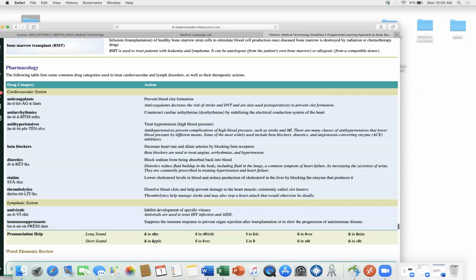Pharmacology, logi, study of drugs. So we have anticoagulants. Anti means against. Coag means clotting. So coagulation. So what am I doing? These are blood thinners. Antiarrhythmics. They're against, if you have an arrhythmia or a bad rhythm or a no rhythm, what does an antiarrhythmic drug do? It puts you back on rhythm.